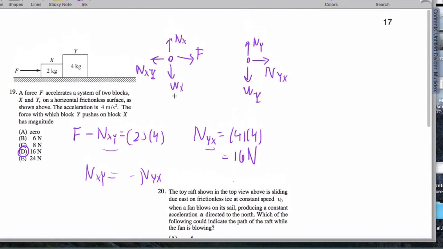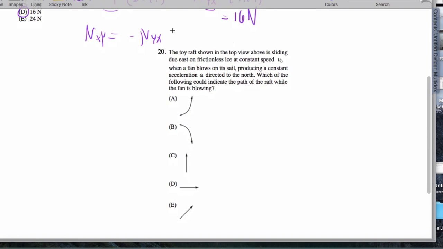All right, we've got a toy raft shown above. Oh my goodness, we don't show it, so I wouldn't do number 20. Just skip it. I would have skipped that on anybody that did this exam.